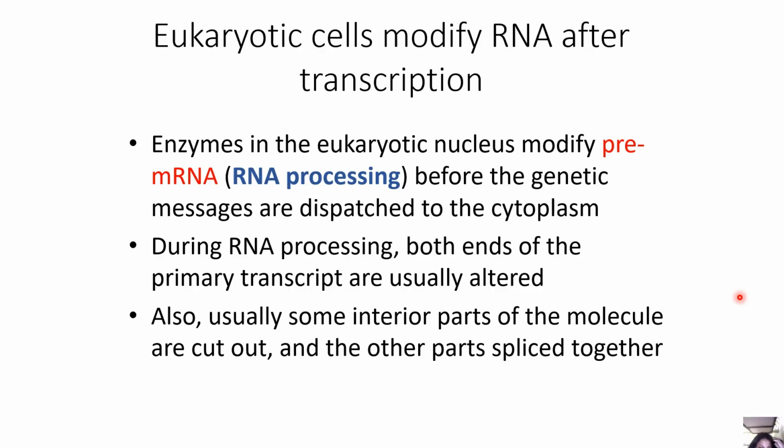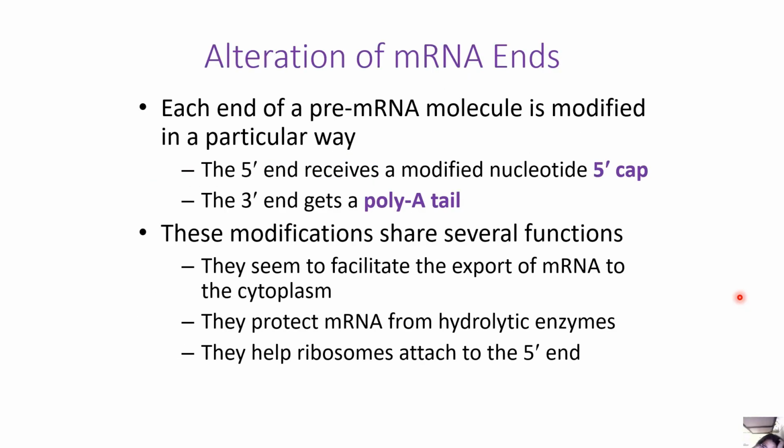Now, during RNA processing, both ends of the primary transcript are usually altered. Also, usually some interior parts of the molecule are cut out and the other parts spliced together. What about the alteration of the mRNA ends? Each end of a pre-mRNA molecule is modified in a particular way. The 5' end receives the modified nucleotide 5' cap and the 3' end gets a poly A tail.